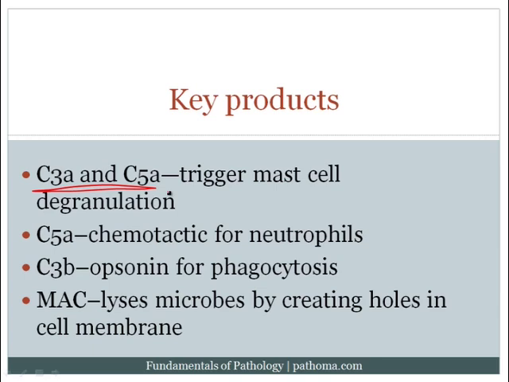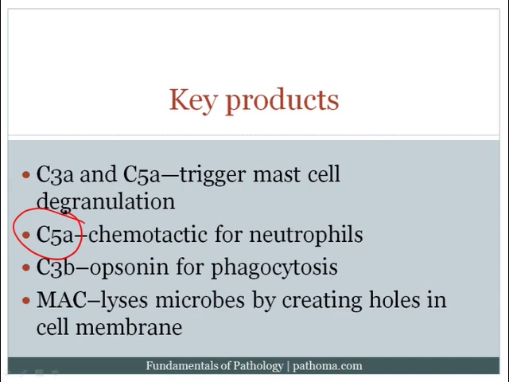The other key product of the complement system is C5a. Now, C5a is important because it is chemotactic for neutrophils. It's one of the things that helps to activate and bring in the neutrophils. So I can stop here and say, do you remember the four key products that result in the activation and bringing in of neutrophils? Leukotriene B4, C5a, IL-8, and bacterial products.